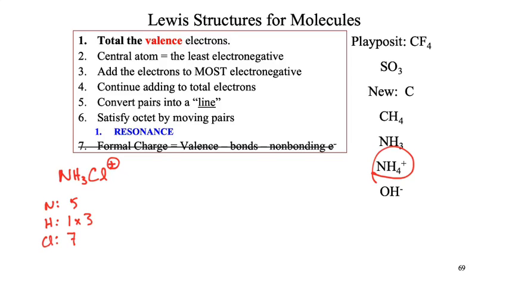Okay? You'll notice when it's a +1 or a -1, I almost always circle it. It's a carryover from OChem. You're not required to circle them. It's just to help set it off. Okay? Make sure it doesn't get confused with a calculation.